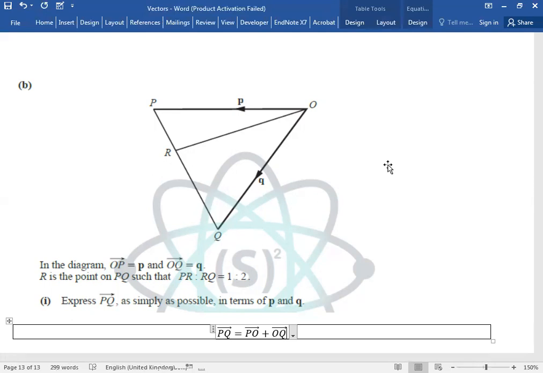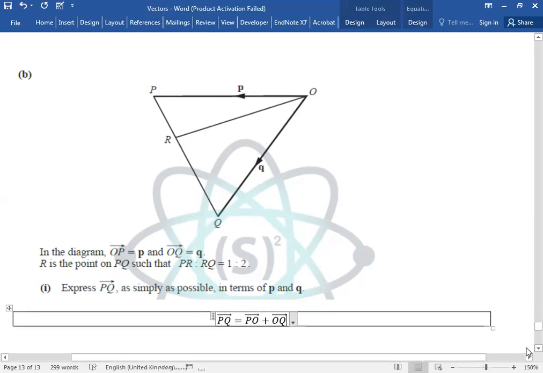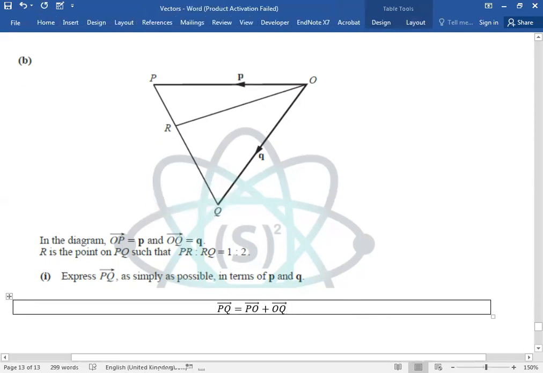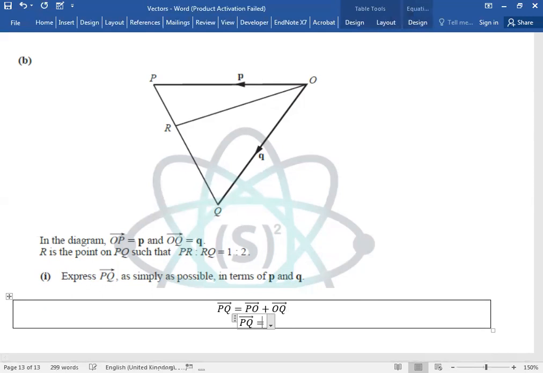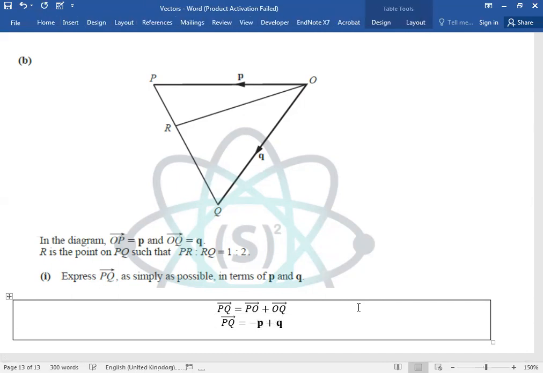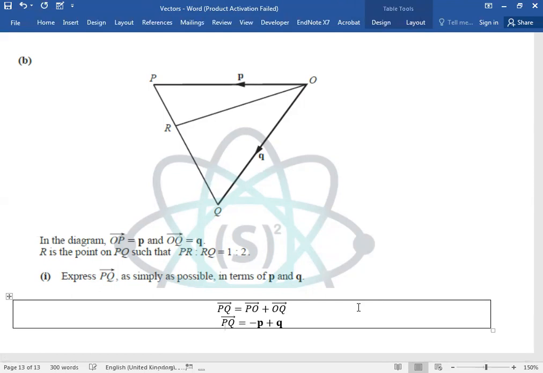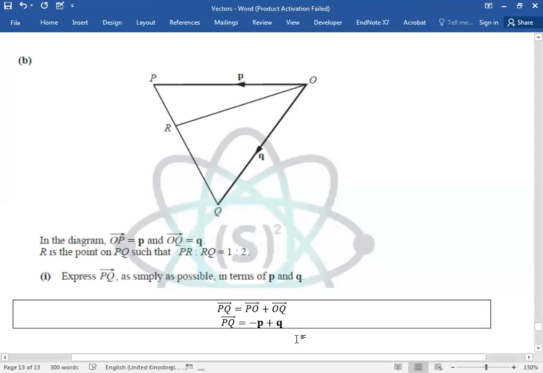इसमें तो obviously P से अगर Q जाना है, so we said okay fine, let's add vectors PO plus OQ. Now what is PO? We cannot leave the answer like this. PO is minus P and OQ is Q. Is that right? You can rearrange it. You can leave it as minus P plus Q, or you can write it as Q minus P. दोनों बातें same है. Rearrangement से nothing matters. Is this clear?